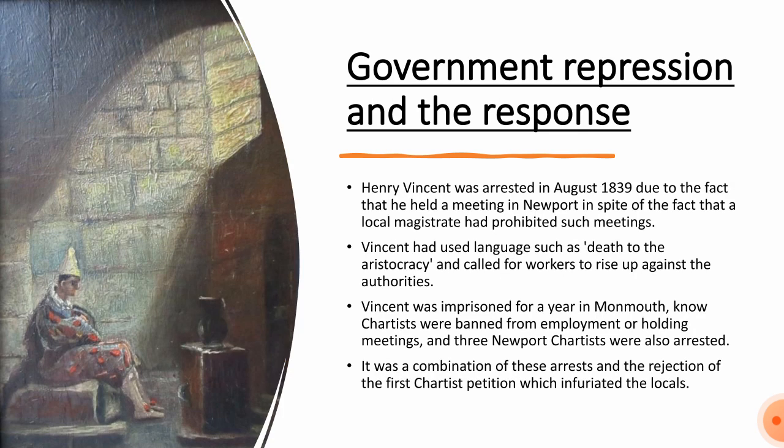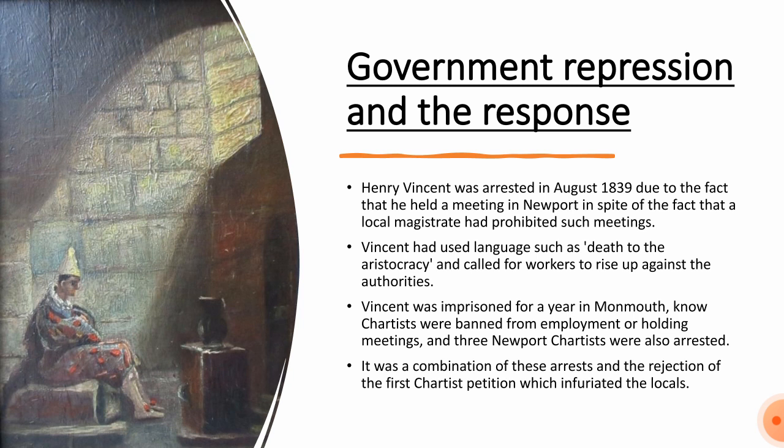Government repression and the response. Henry Vincent was arrested in August 1839 because he held a meeting in Newport in spite of the fact that a local magistrate had prohibited such meetings. Vincent had used language such as death to the aristocracy and called for workers to rise up against the authorities, and specifically he called for the overthrow of the government, of Parliament, and Queen Victoria herself.